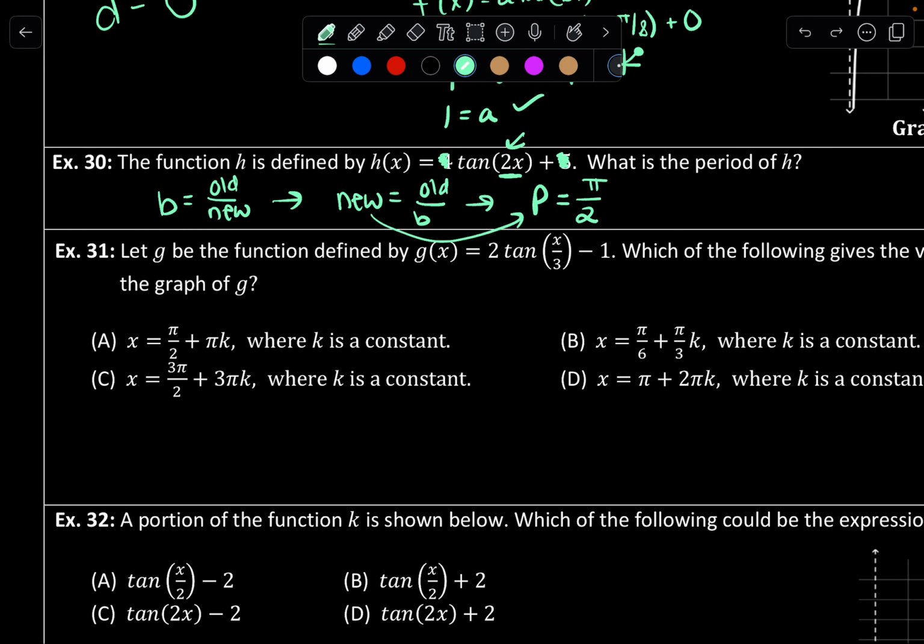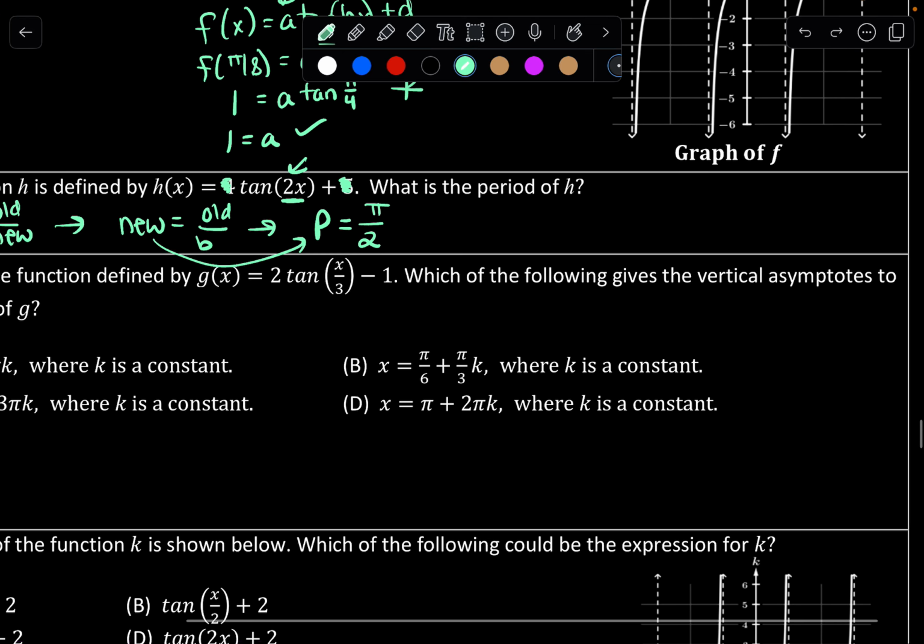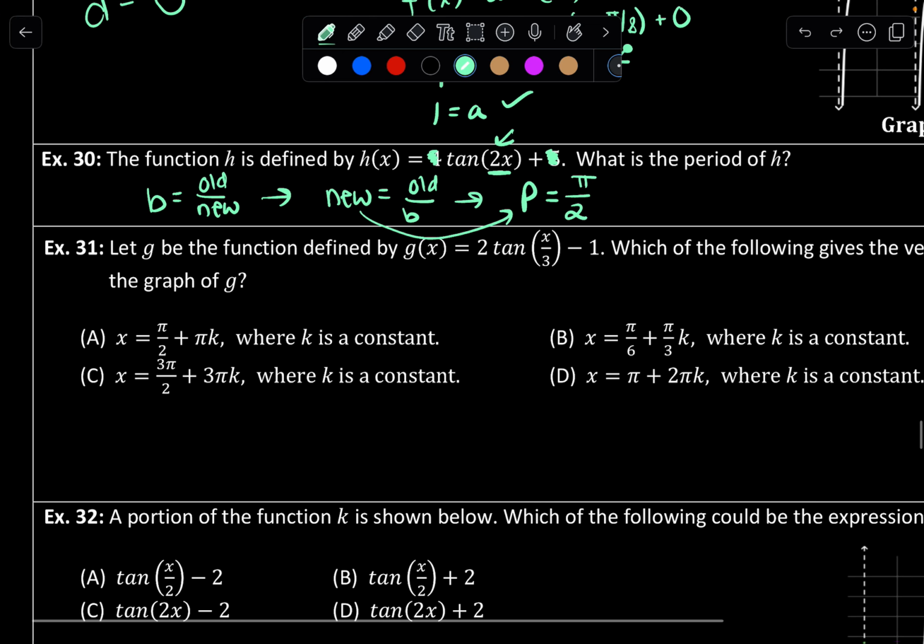All right, so let g be the function defined by g of x is equal to 2 tangent x over 3 minus 1. Which of the following gives the vertical asymptotes to the graph of g? Okay, so be careful with these. I know in our previous unit, we always notated using this. That is a domain restriction. That means the domain is all real numbers except for these values. But since we are now talking about vertical asymptotes, you still need to write equations for vertical asymptotes, okay?